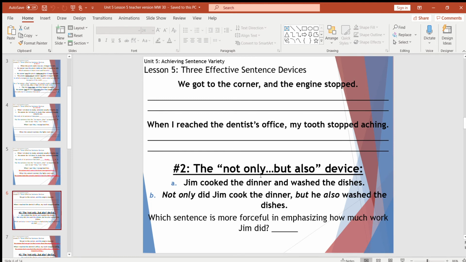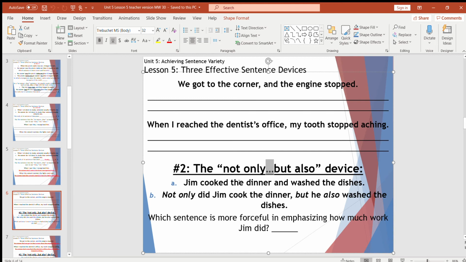It's a not only ... but also device. And again, the dots indicate there are words in between, so you will never see not only but also all squished together. Jim cooked the dinner and washed the dishes. Then we have not only did Jim cook the dinner, but he also washed the dishes.